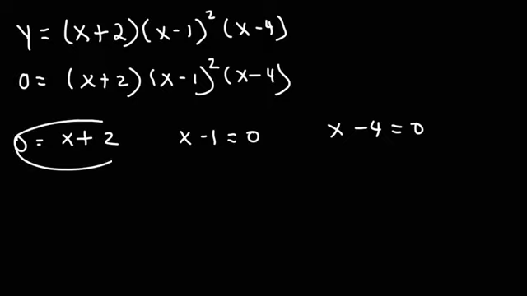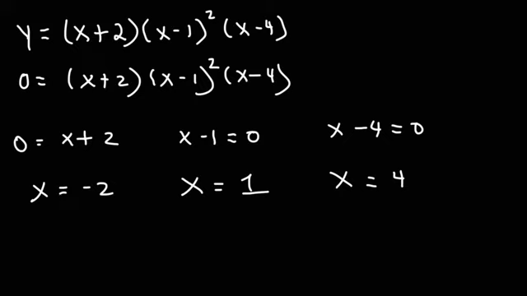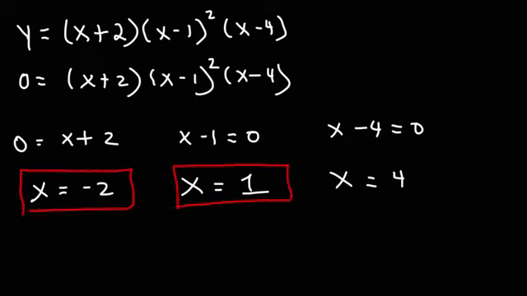For the first equation, if we subtract 2 from both sides, we'll get that x is equal to negative 2. For the second one, if we add 1 to both sides, we'll find that x is equal to positive 1. And here we just need to add 4 to both sides, and then we'll get x is equal to 4. So that's how we could find the zeros, or the x-intercepts, of the polynomial function.